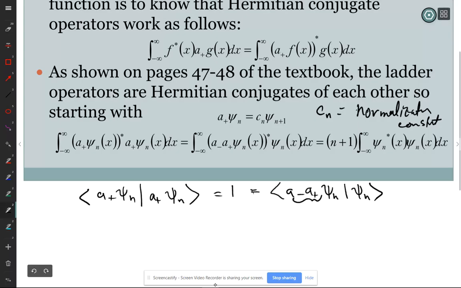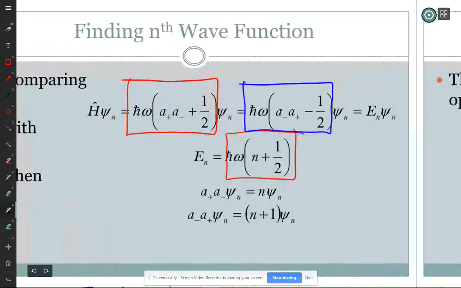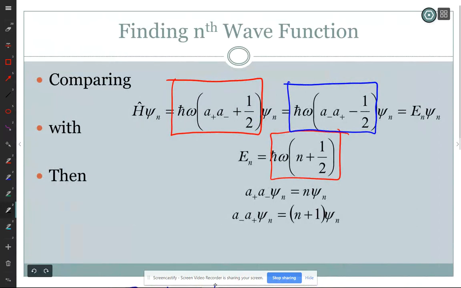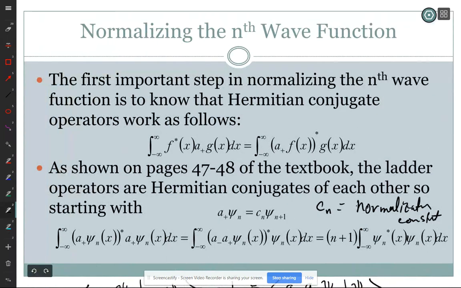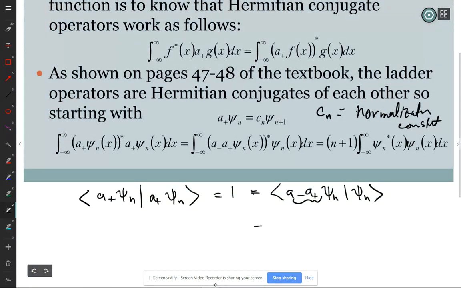A minus A plus acting on psi n, well, we know what that is. We had that right here. A minus A plus acting on psi n is n plus 1. And so this is equal to... So now I said this is equal to 1. We have the normalization constants to be concerned about.